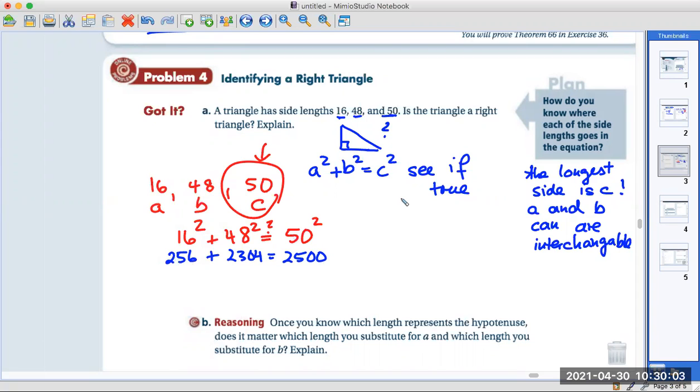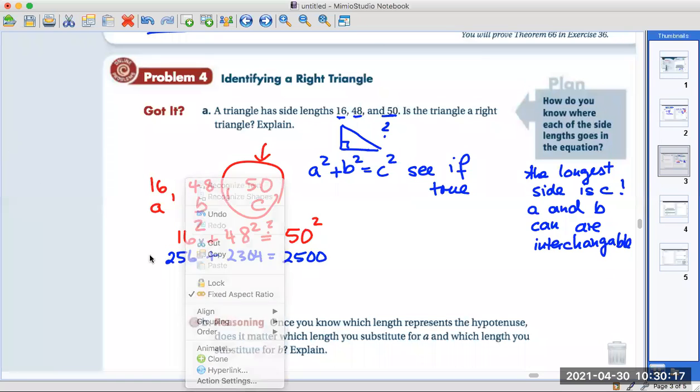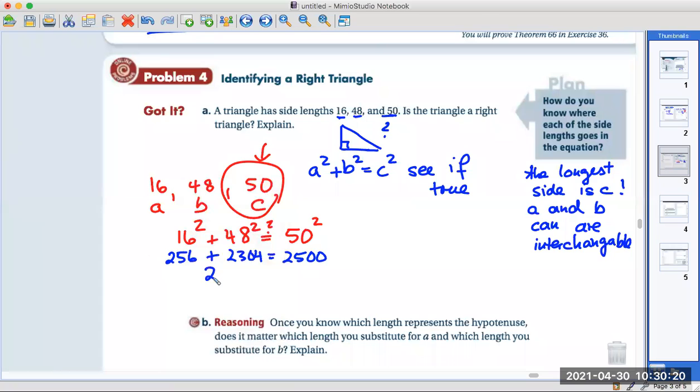Now we have to add these, 256 plus 2,304. And now that doesn't work out. See how that side is bigger? That's 2,560, which does not equal 2,500.